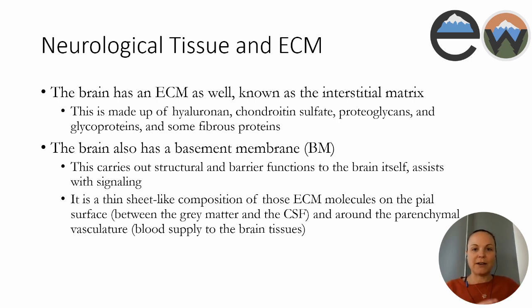So the basement membrane, we'll have some pictures going through, very confusing pictures, don't worry. The basement membrane carries out a structural purpose, right? So it's protective in nature, and has barrier functions. This is where it helps to communicate and signal with the brain, but it's also very protective in keeping things out, right? It's a thin sheet-like composition of the extracellular matrix, and there are extracellular matrix molecules on what we call the pial surface. So that's between the gray matter of the brain and the cerebrospinal fluid, and then around the parenchymal vasculature, which is the blood supply to the brain tissue as well. So there's a lot of barrier formation that happens with connective tissue in the neurological system.